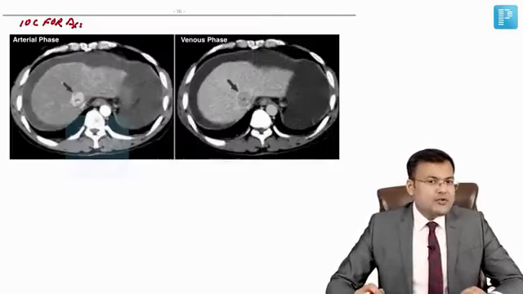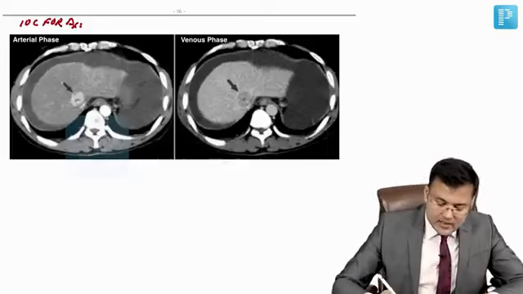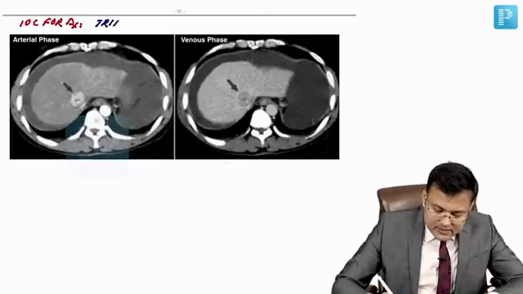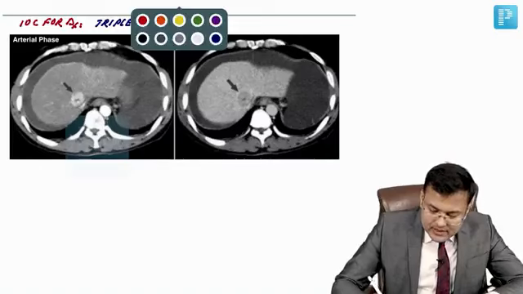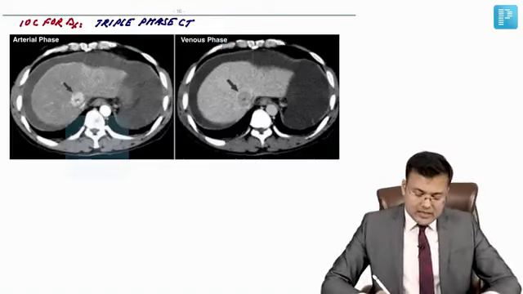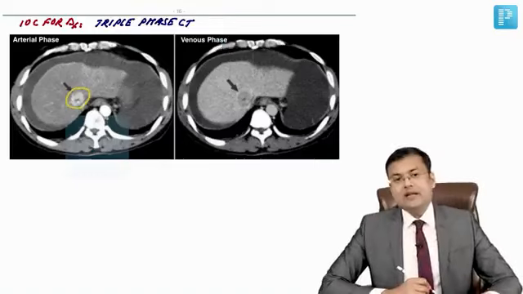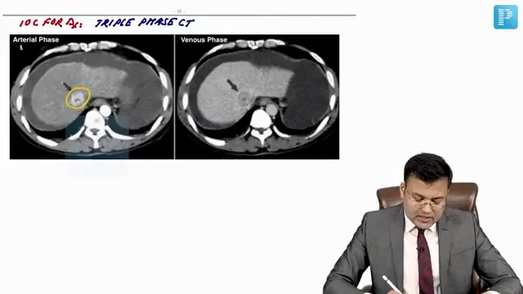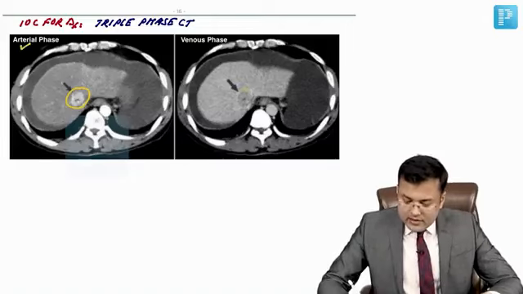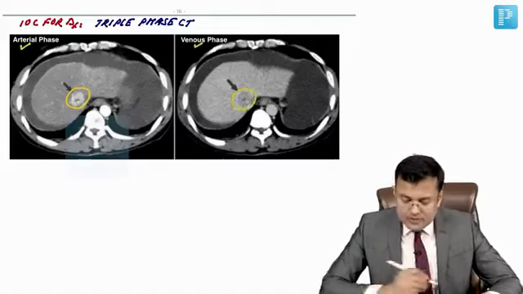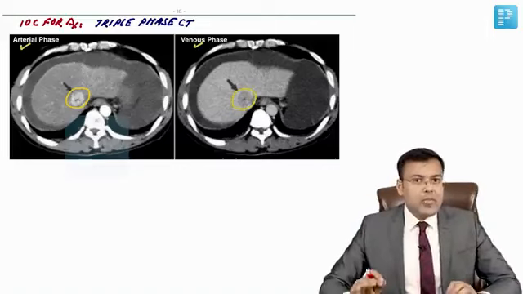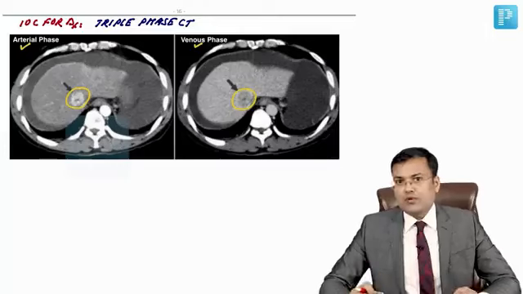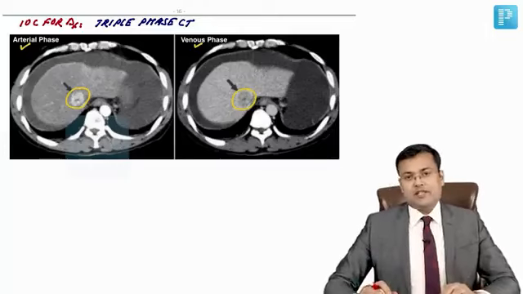What is the investigation of choice for diagnosis of HCC? It is triple phase CT. And on triple phase CT, what is the diagnostic criteria? Here you can see there is arterial hypervascularization. This is the arterial phase, and there is venous washout. This is the venous phase. So there is arterial hypervascularization with venous washout.